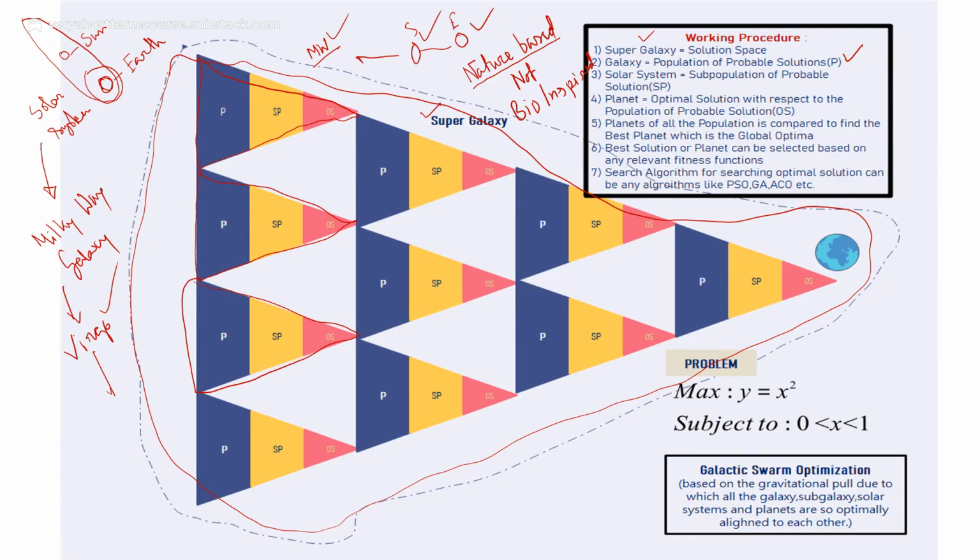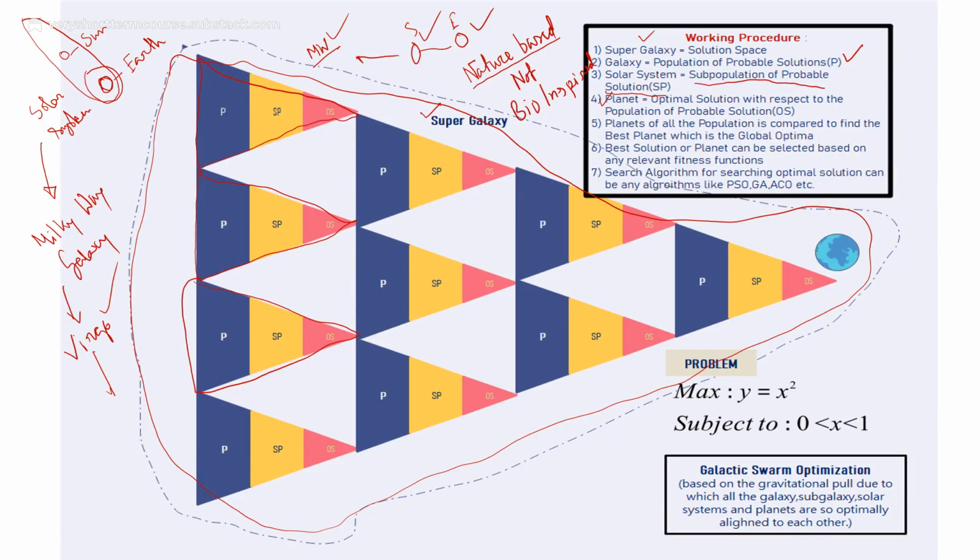Now, under this solution space, there are again some subpopulations created. They are known as subpopulations of probable solutions. Right? This subpopulation of probable solutions is better than the population of probable solutions, but exists within this population of probable solutions. So they are analogous to the solar system. And the optimal solution with respect to the subpopulation of probable solutions is known as the planet, like our Earth.